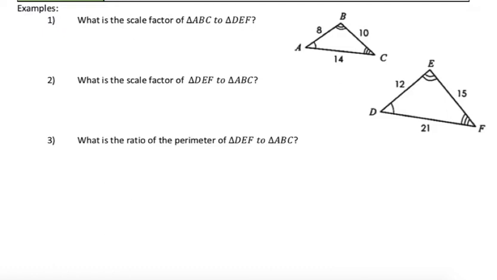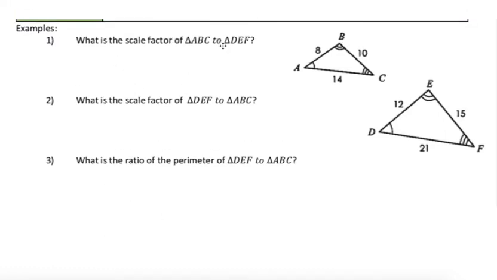On our first example, this is what it's asking us. What is the scale factor of ABC to DEF? So what I would do is I would pick 8 goes with 12, the same way that 10 goes with 15, and the same way that 14 goes with 21. And again, notice that because this one was first, this is what I put on the numerator. And that's what I mean when the order matters.